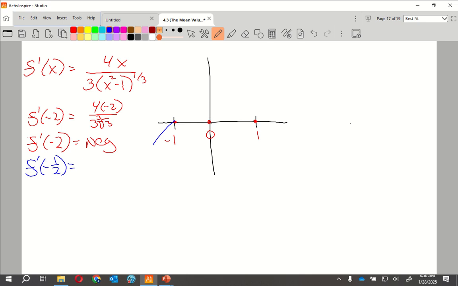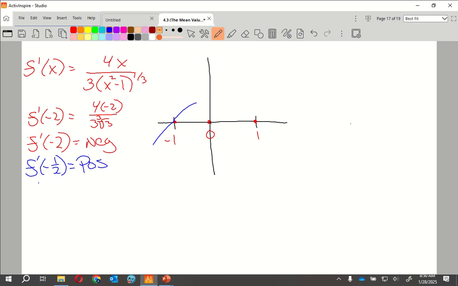So that's going to be a positive 1/2. It's a negative inside the radical, so that's going to give me a negative on the bottom, because the cube root, I could have a negative. So I have a negative on the bottom, and on the top, because I'm plugging in a negative, I have another negative. So two negatives is going to make that one a positive. That means that's going up.